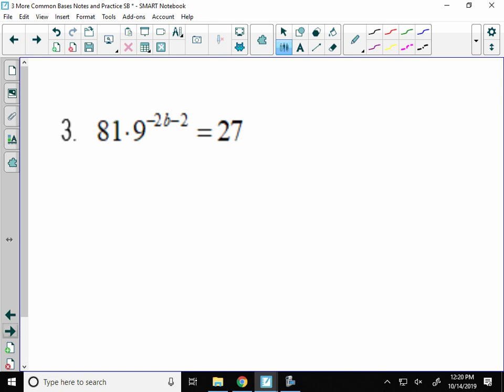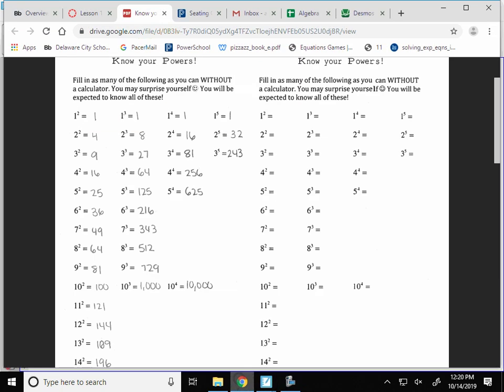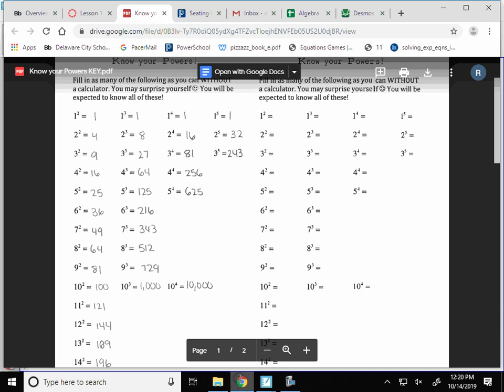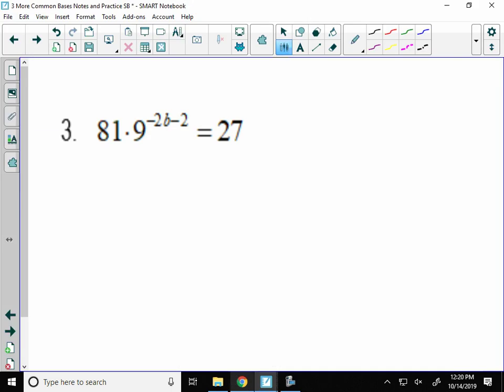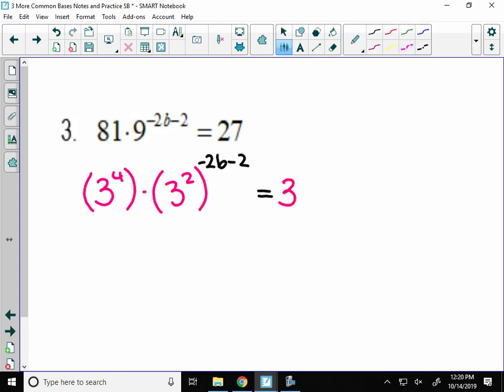All right, 81 times 9 to the negative 2b minus 2 equals 27. What common base should I use for 81, 9, and 27? 3. Yeah, I see that on my Know Your Powers chart here. So, how do we write 81 with a base of 3? 3 to the 4th. Okay. 9 we know is 3 squared, but we need to make sure that we use the same exponent, negative 2b minus 2, outside of that 3 squared. Equals 27 is 3 to the 3rd.